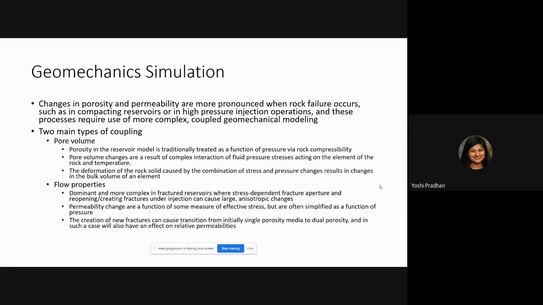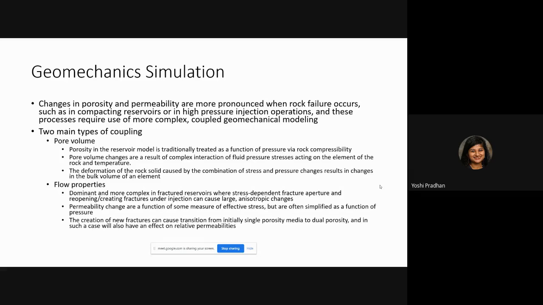So this is geomechanics simulation. Changes in porosity and permeability are more pronounced when rock failure occurs, such as in compacting reservoirs or in high pressure injection operations. These processes require more complex coupled geomechanical modeling. There are two types of coupling. There's pore volume coupling, where porosity in the reservoir model is traditionally treated as a function of pressure via rock compressibility. Pore volume changes are a result of a complex interaction of fluid pressure, stresses acting on the element of rock, and temperature. The deformation of the rock solid caused by the combination of stress and pressure changes results in changes in the bulk volume of an element.